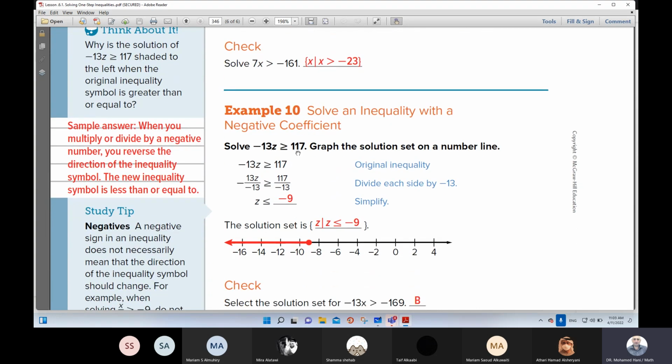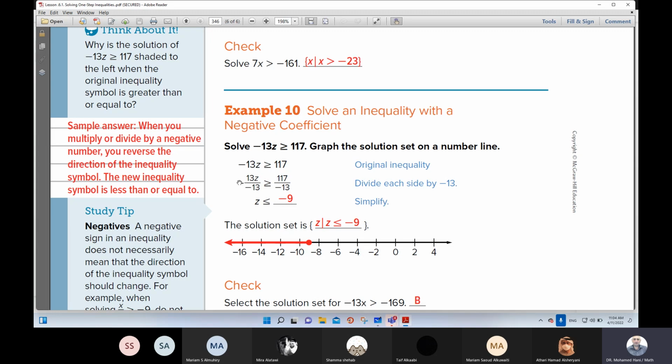Here's the same idea. Negative 13z greater than or equal to 117. To solve this inequality, divide the two sides by negative 13. So divide here by negative 13 and divide here by negative 13. Always remember, when you divide by a negative number, switch the direction of the sign. As you see like this. Here to the left, now here to the right.